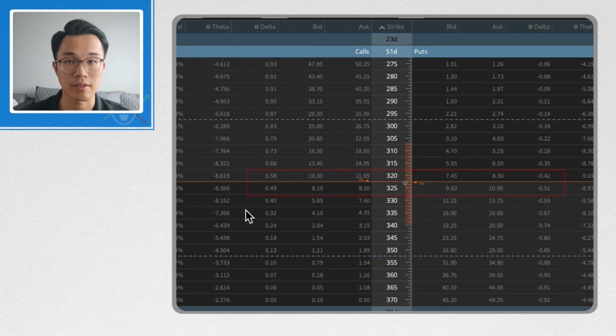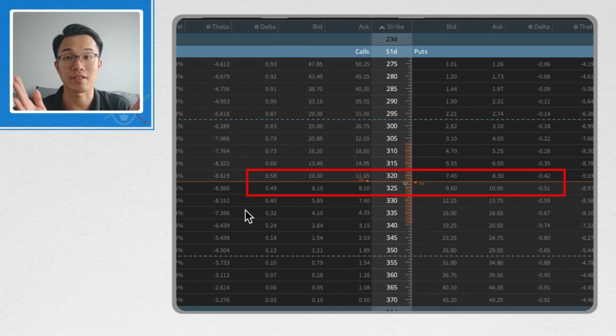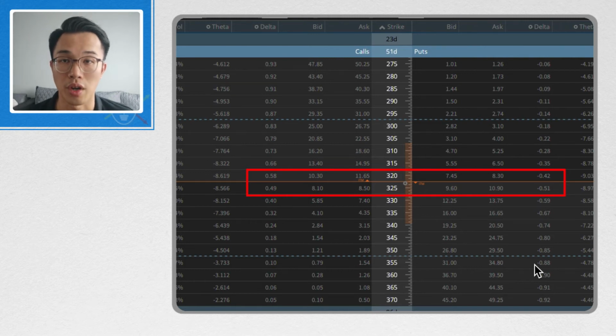At the money options, the ones with the strike prices closest to the current market price, are sitting on the line, right, between in the money and out of the money. So pretty much they have a 50-50 chance. And that's why their delta is the closest to 0.5 for call options and negative 0.5 for put options.